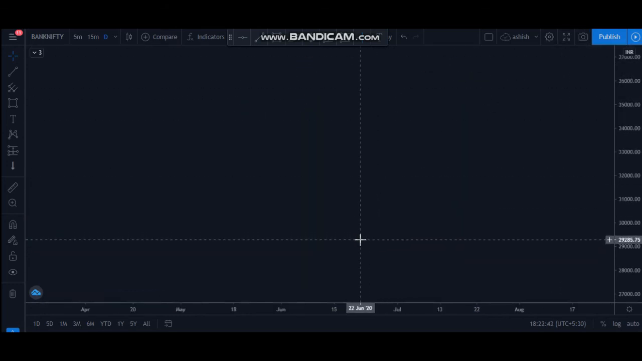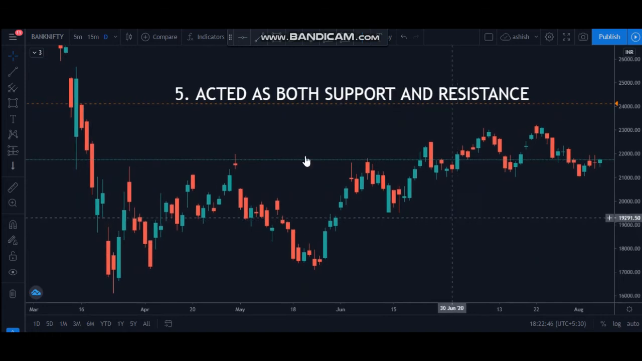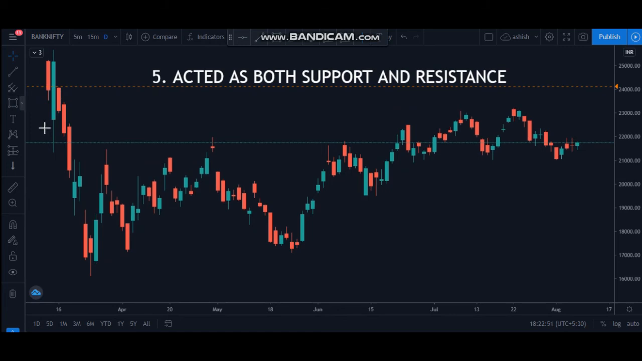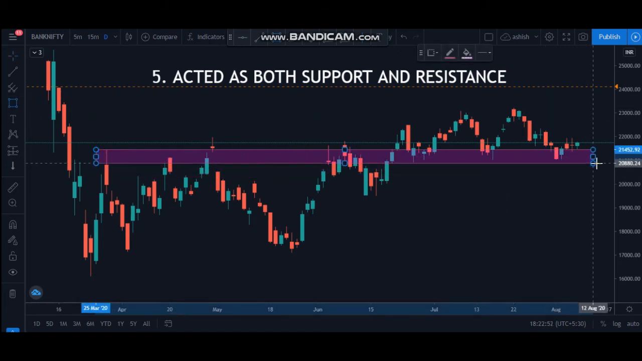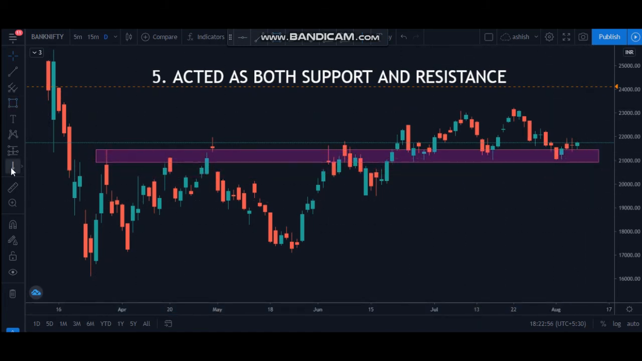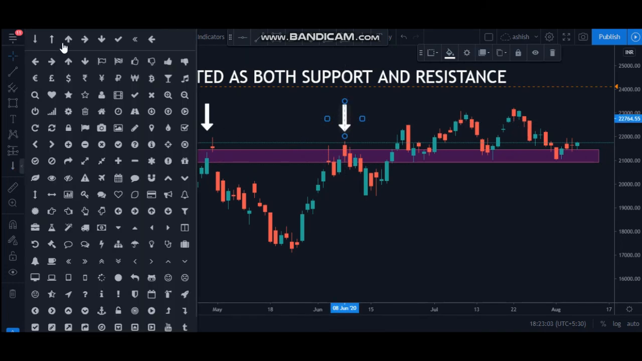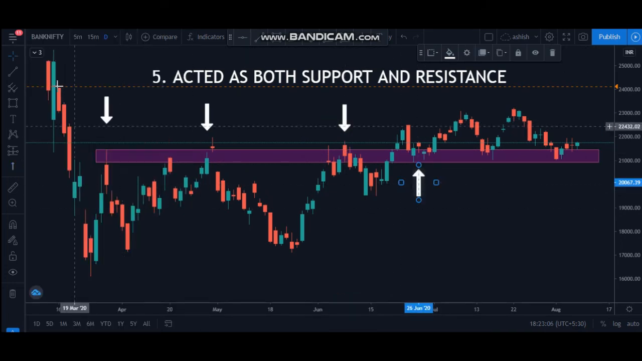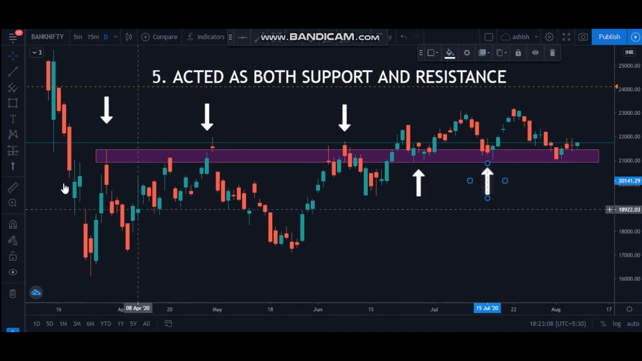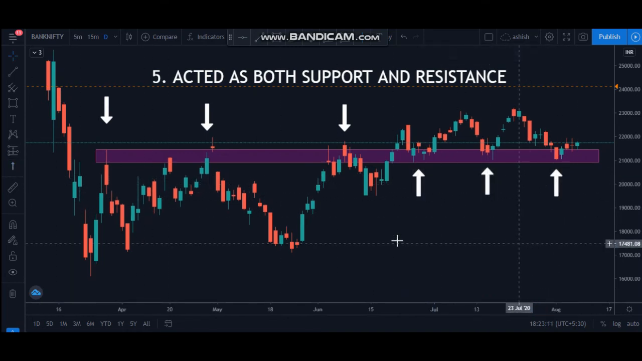Now, the next one, fifth. Price acted as both support and resistance. Here we can see in this area price has come several times. 1, here 2, 3 and after that support, support and support. This means before it was a resistance and after that it became a support for these levels.